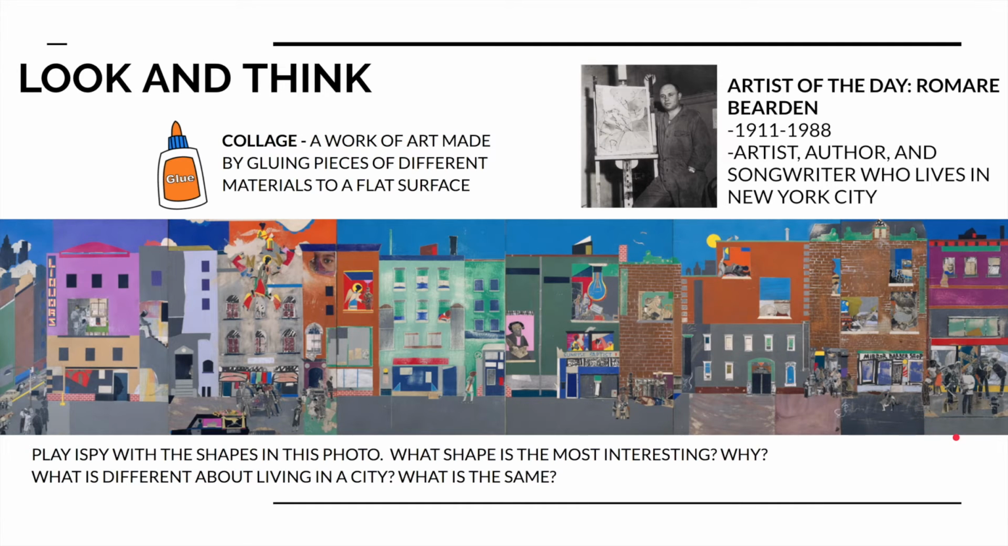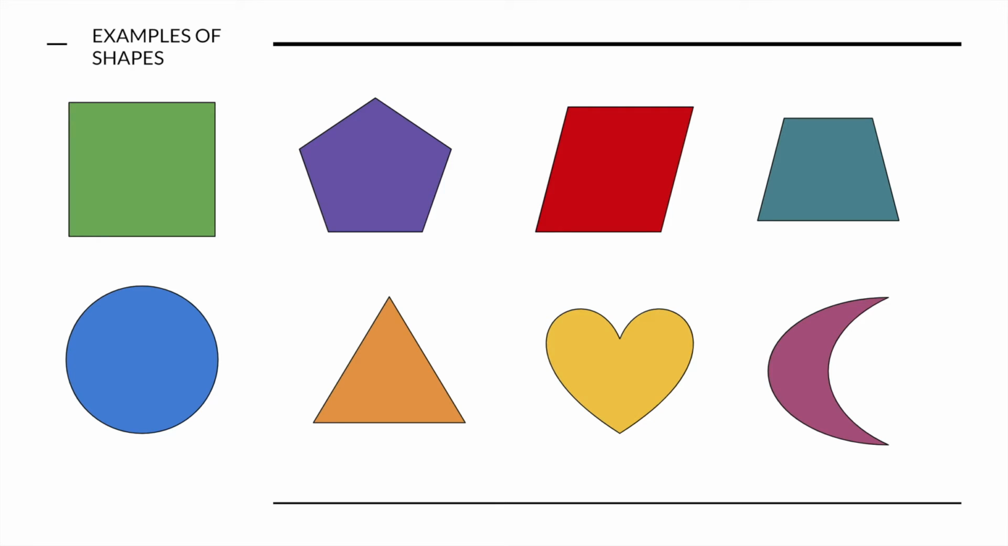I want you to take a moment to pause the video and play I Spy with the shapes in this photo. What shapes are the most interesting? Why? What shapes did the artist use to make this image? And then I want you to think, what is different about living in the city compared to where you are living now? What is the same? Now I want you to brainstorm some examples of shapes. I have some here on the screen right now. Take a moment to see if you can think of any other shapes.